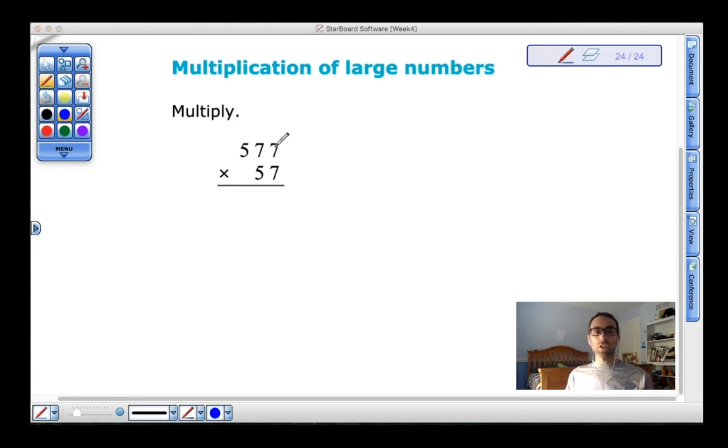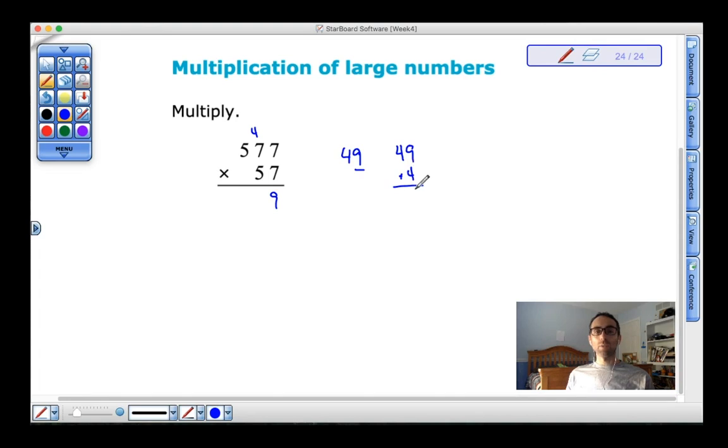Let's start with my 7 times 7. So 7 times 7 is 49. So I'm going to take the 9 and bring that down to the bottom. 4 is going to come up on top. And then I can do 7 times 7 again, still going to get 49, but this time I have to add to it the 4 from before.